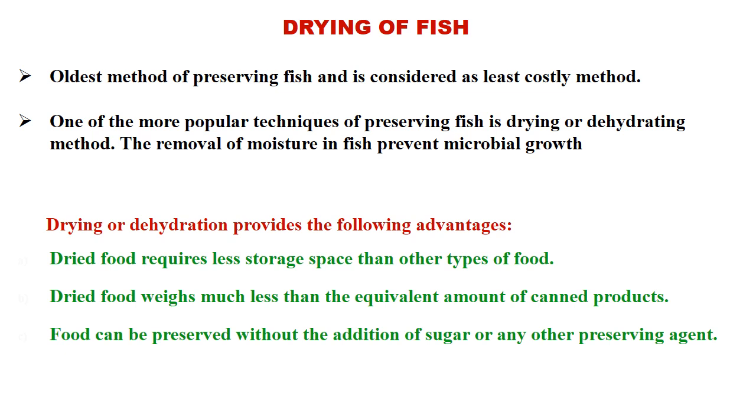So drying or dehydration provides the following advantages. Number one, dried food requires less storage space than other types of food. Dried food weighs much less than the equivalent amount of canned products, and food can be preserved without the addition of sugar or any other preserving agent. So these are some of the advantages of preservation by drying or dehydration.